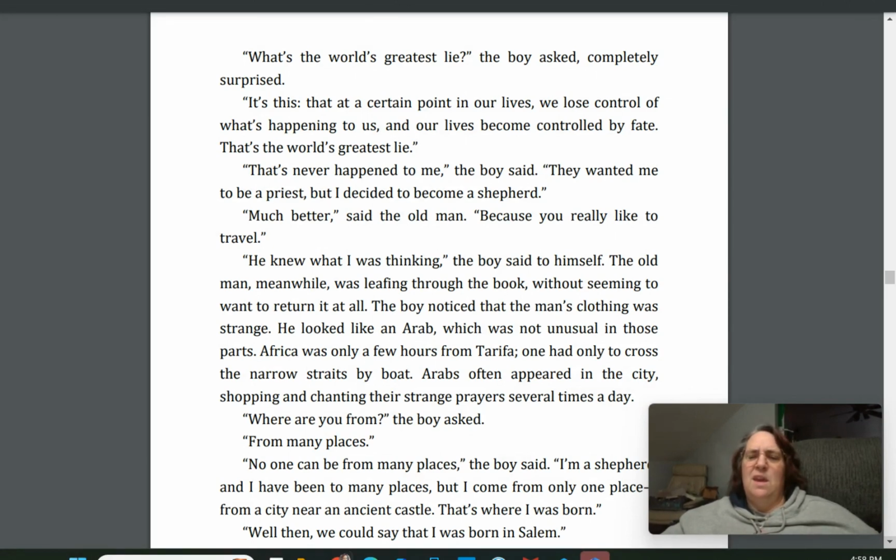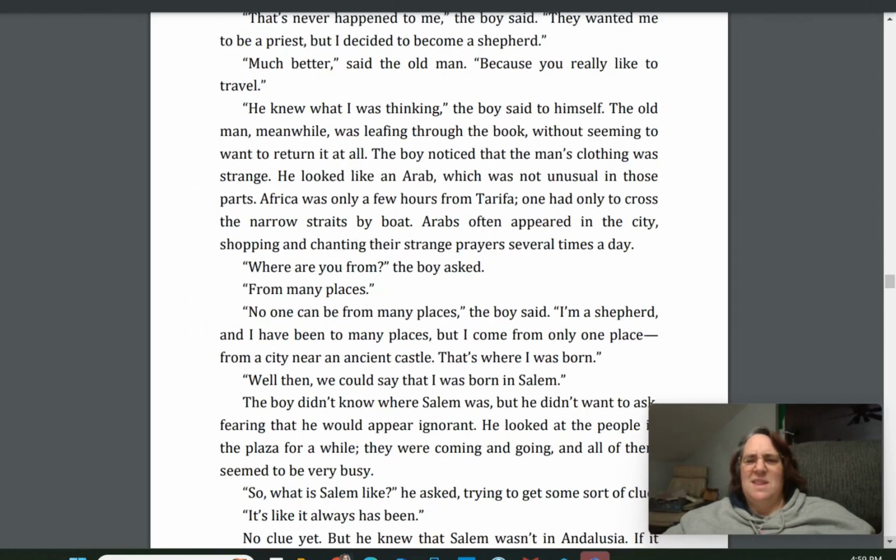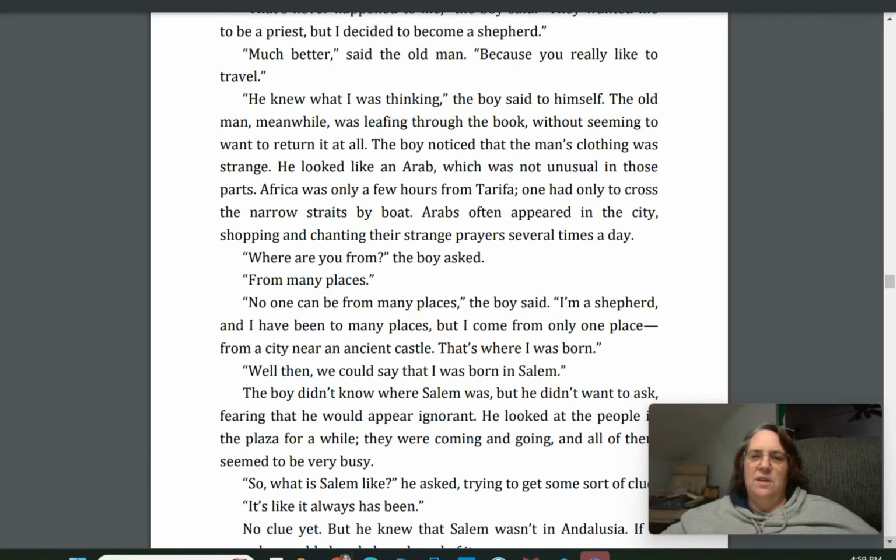That's never happened to me, the boy said. They wanted me to be a priest, but I decided to become a shepherd. Much better, said the old man, because you really do like to travel. He knew what I was thinking, the boy said to himself. The old man, meanwhile, was leafing through the book without seeming to want to return to it at all.